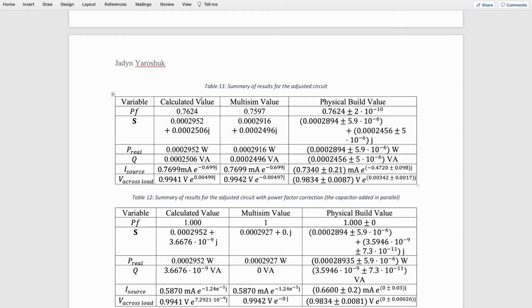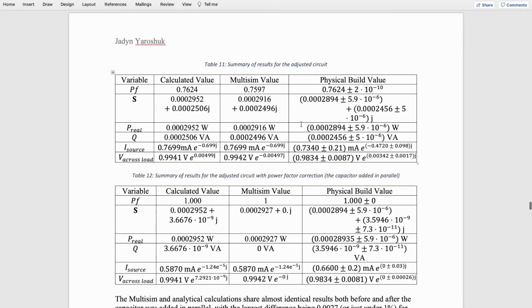It can be seen that the calculated values and Multisim values are quite similar, almost identical in fact, but slight differences arise from the error involved in using the oscilloscope to measure the values, since they had to be manually placed, and I'm not perfect, and I can't measure the exact point at which the voltage signal is at a maximum or when it crosses the x-axis.